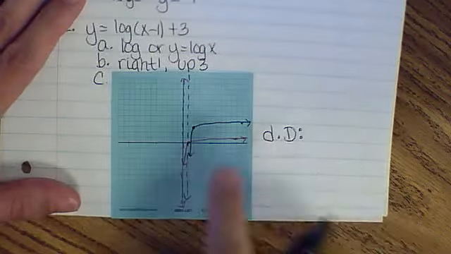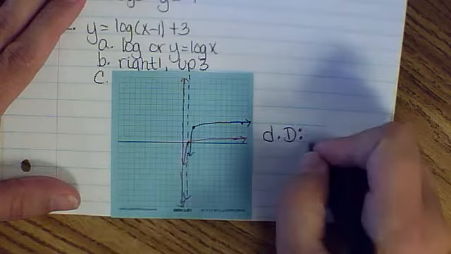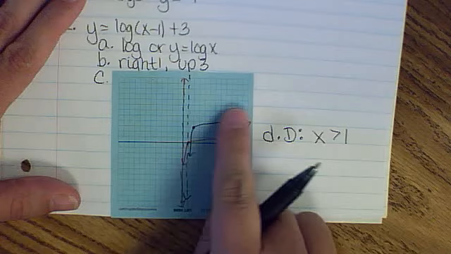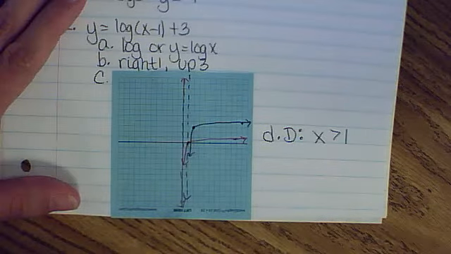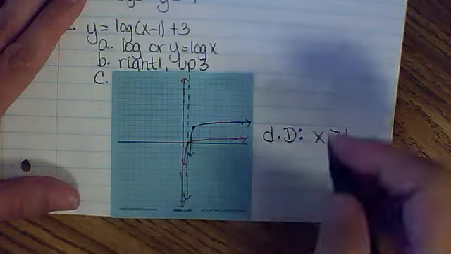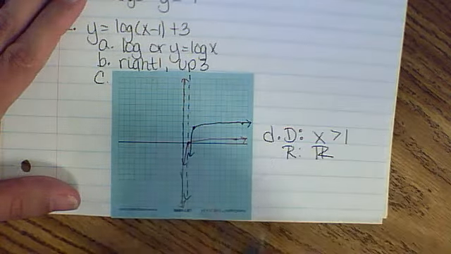Domain is our x's. Our x's for this new function have to be greater than 1. So our domain for this y equals log(x minus 1) plus 3 is x is greater than 1. So all the x is greater than 1. The range is all real numbers, because it goes on and on.